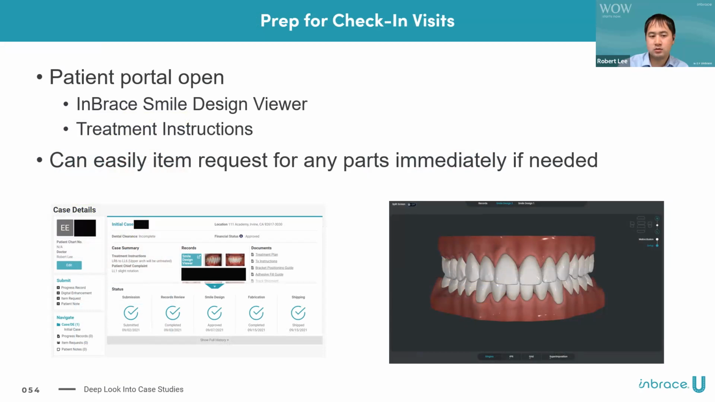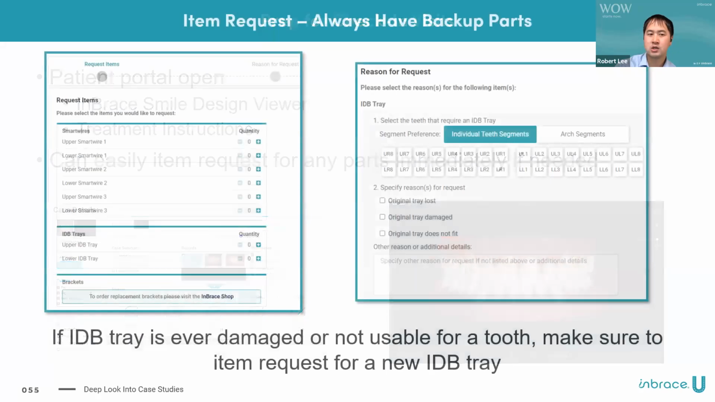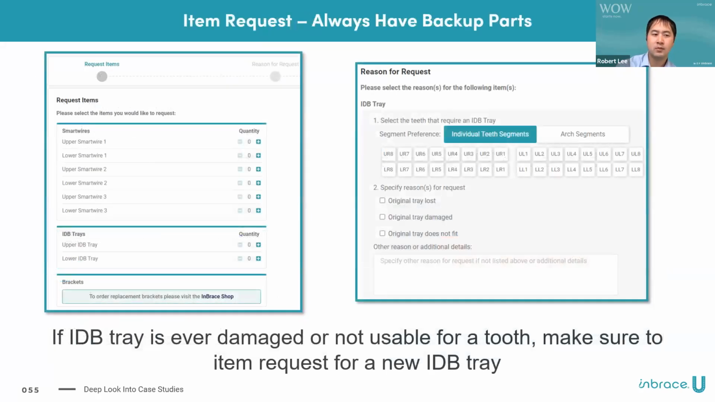I also recommend that whenever you're seeing an InBrace patient, commonly what a lot of people do with aligners as well, is you should just have the portal open so you can check your small design, make sure that the teeth are moving how you planned. And then also if something does break or Smartwire is broken, you can always item request for a part immediately if needed. So with the item request feature, you can request for replacement Smartwires or replacement IDV trays.